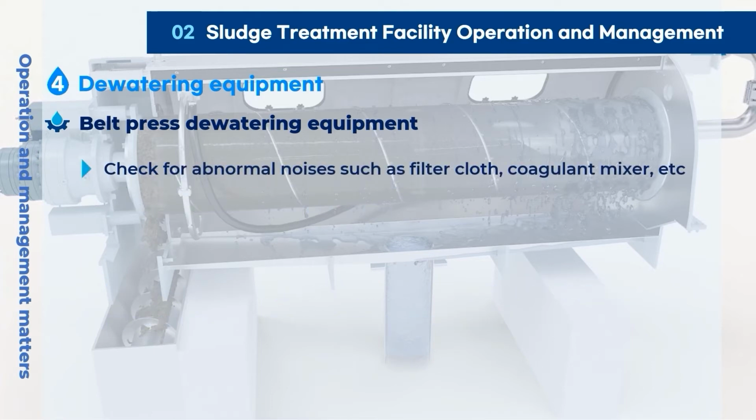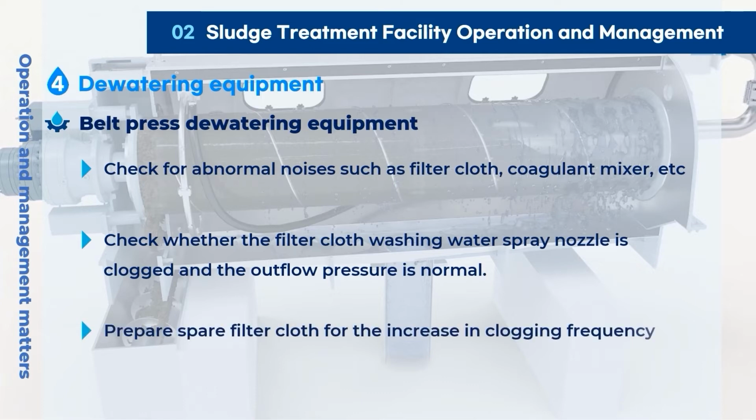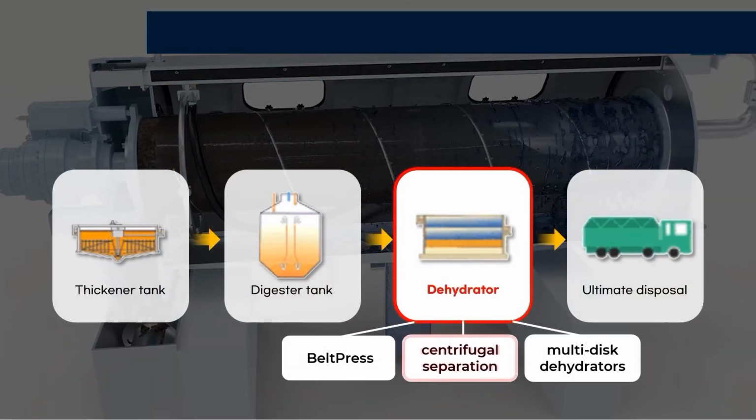It is necessary to check to see whether unusual noises are produced by the filter cloth or flocculant mixer, etc., and to check to make sure the spray nozzle for filter washing isn't clogged and that inflow pressure is normal. Also, a backup filter cloth must always be ready as a measure against increasingly frequent filter cloth clogging and decreased filtration rate. Next, let's look at the operational management of a centrifugal separation dewatering device.